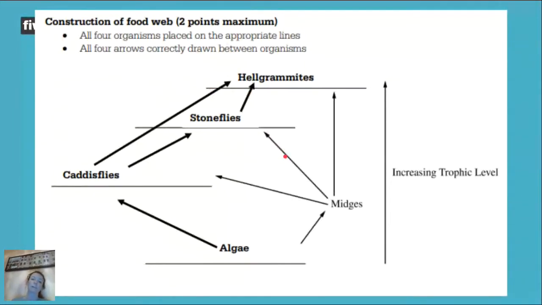So you get a point for all organisms placed on the appropriate lines, and a point for having all arrows correctly drawn. So those were an easy 2 points. That's a question that you want to see because you can logic your way through that.